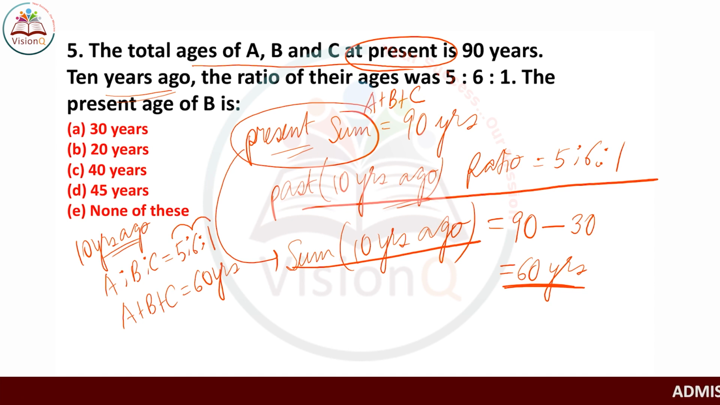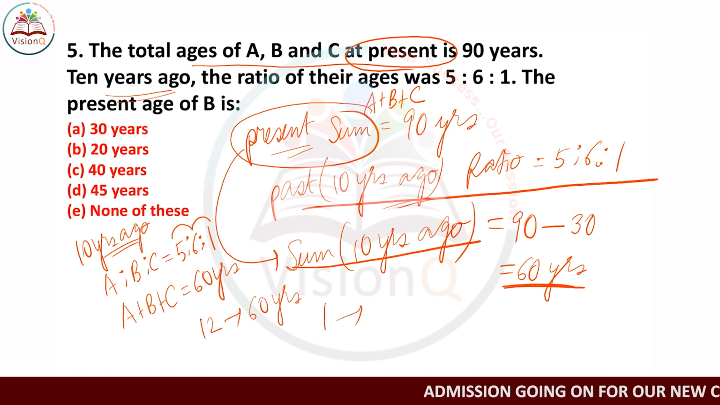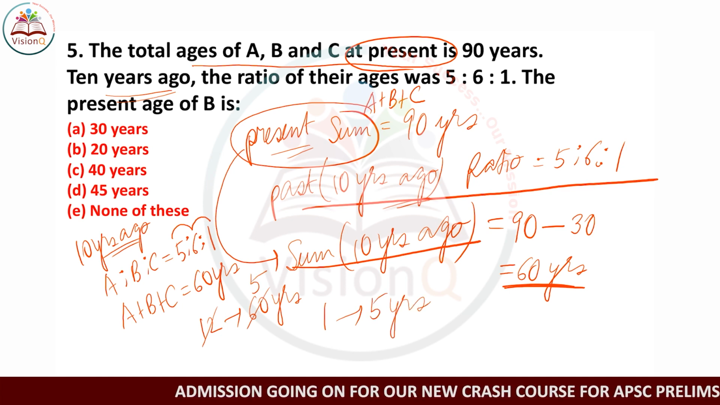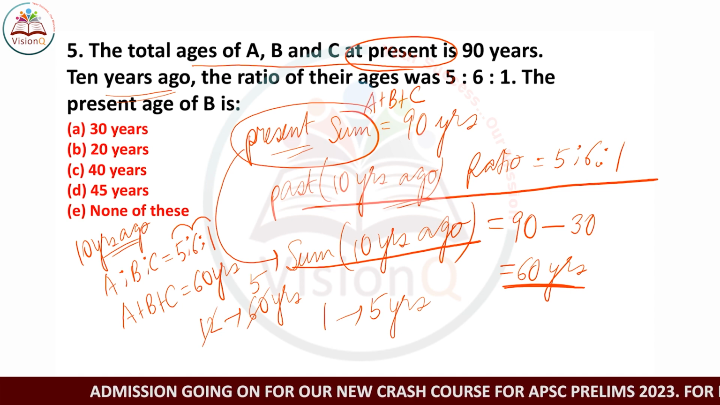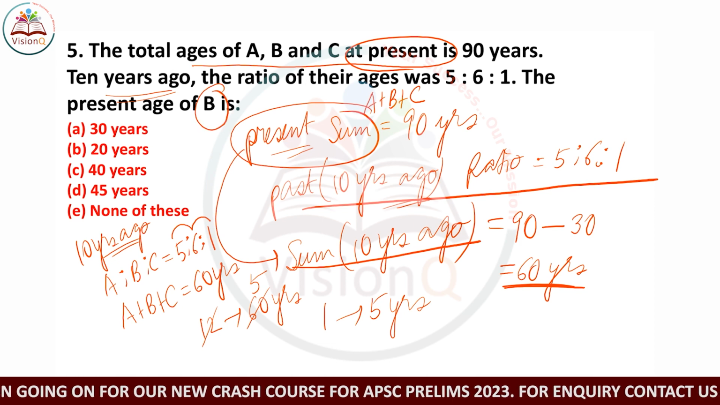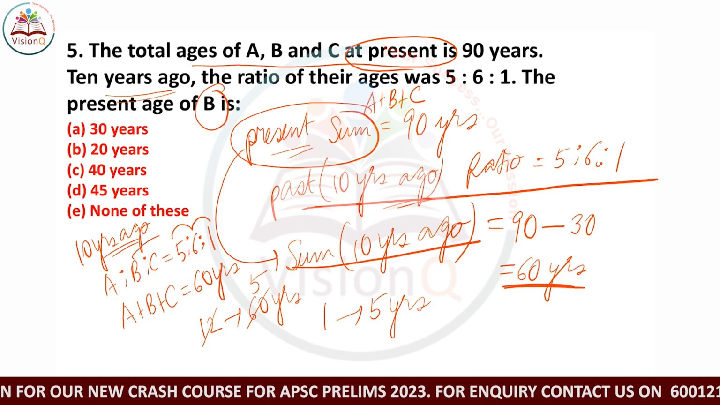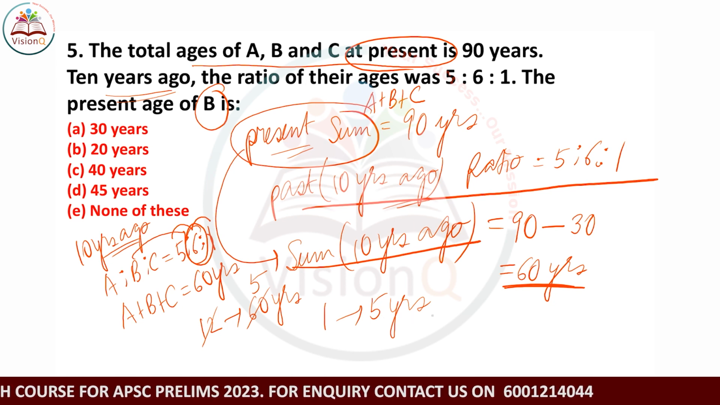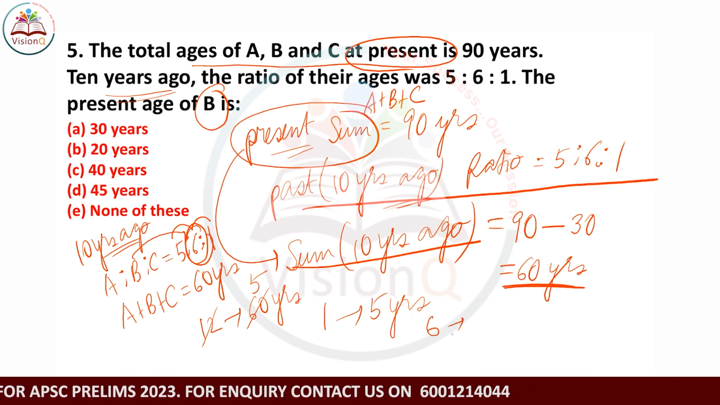So A plus B plus C as per ratio, it is how much? 5 plus 6 plus 1, which is 12. If 12 represents 60 years, then 1 represents how much? 60 by 12, 5 years. If 1 is 5 years, I can find out the age of A, B and C. It is asked to find out the present age of B. Let me find the age of B as per ratio, which is 6. So if 1 represents 5 years, then 6 represents 6 into 5, which is 30 years.